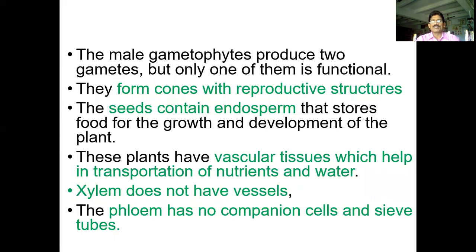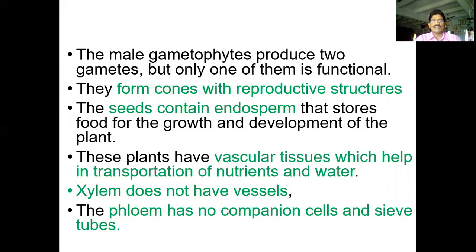The male gametophyte produces two gametes, but only one of them is functional. They form seed coats with protective structures. The seeds contain endosperm. The endosperm is a tissue located inside the seeds, and it stores food materials and nutrients for development of the plant body. So the endosperm helps to store the nutrients and helps in the growth of the plant body. The plants have vascular tissue which helps in transportation of nutrients and water from one place to another throughout the entire plant body.